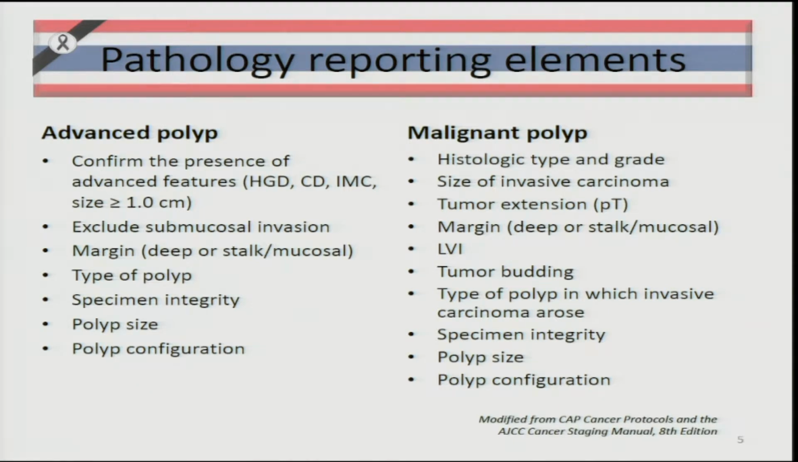For reporting elements in the pathology report, when I have a polyp, I look for advanced features first. If it's an advanced polyp, I look for submucosal invasion. Then I measure the distance from dysplasia to the margin and give you the type of polyp and other features that I can tell. But if it's a malignant polyp, I would go through every prognostic factor like the usual report of adenocarcinoma of the GI, plus the type of polyp that the cancer arose in.